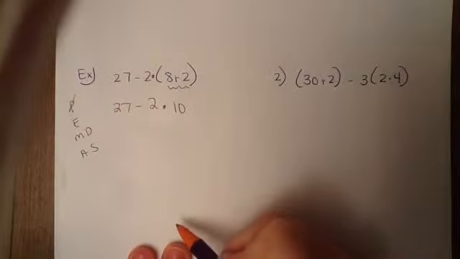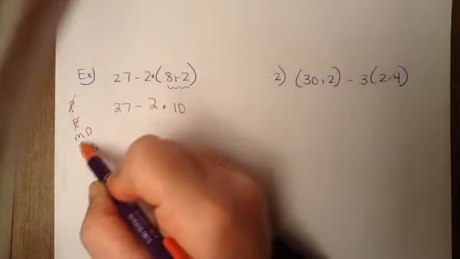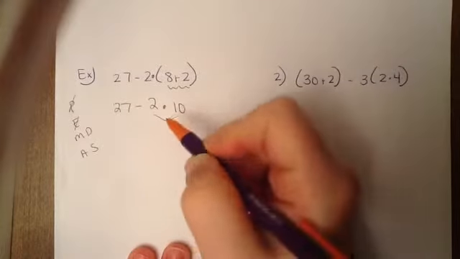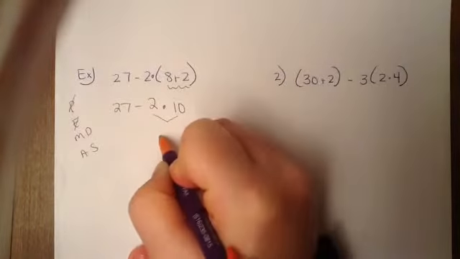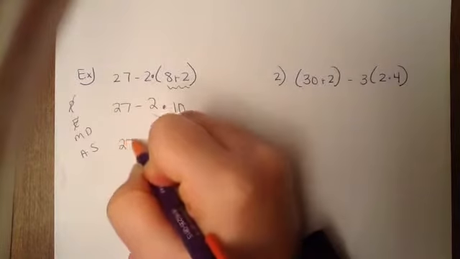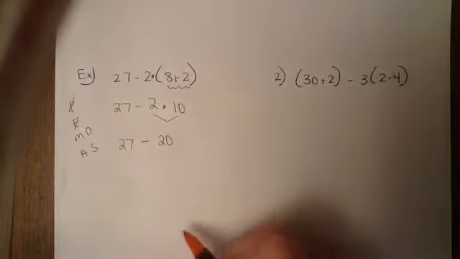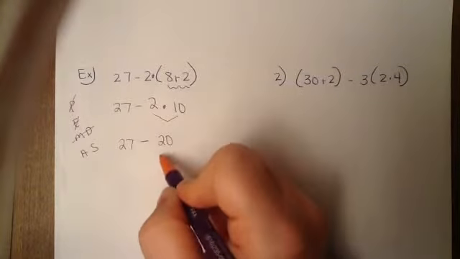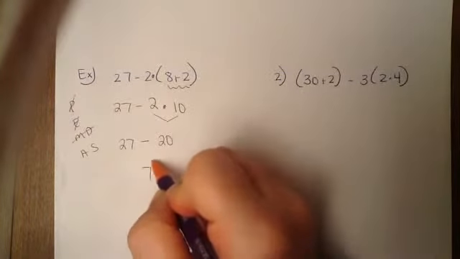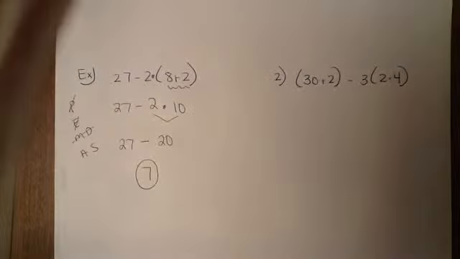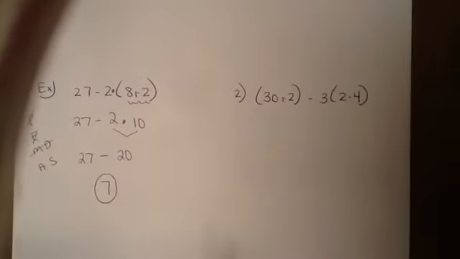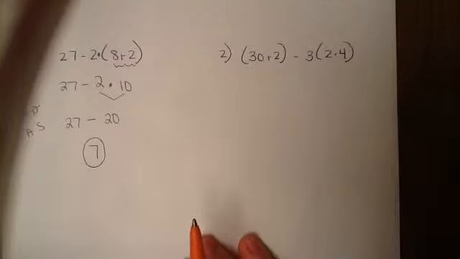Any exponents? Multiply, divide, left to right. So start at the beginning. 2 times 10, 20. Bring everything else down. Lastly, add or subtract. There's one subtraction. 27 minus 20 is 7. Okay. You must follow that set of rules in order to get the correct answer. Try this next one on your own. Use your order of operations to solve.